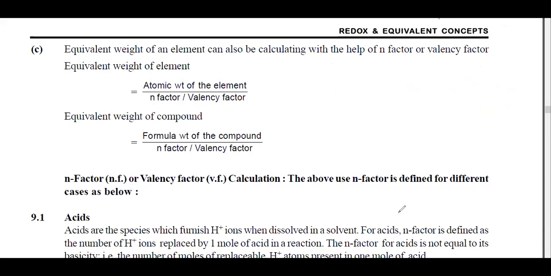We'll continue with the law of chemical equivalence on Friday. Okay, thank you, everyone. I hope all of you understood the concepts till this point. Yes or no?